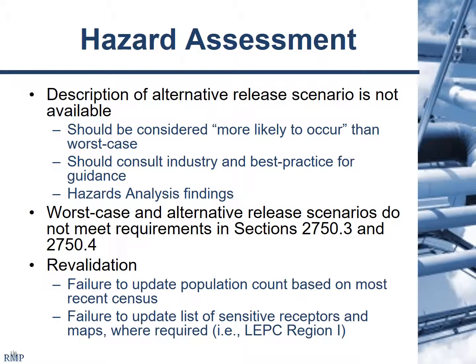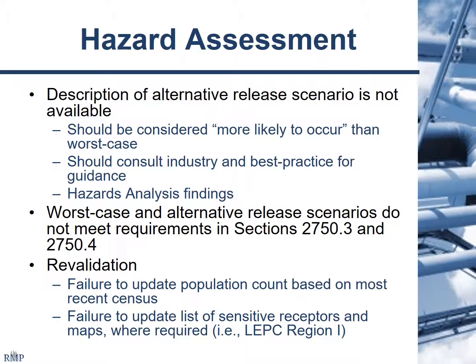For the hazard assessment, a common deficiency is not having a description of the alternative release scenario. It should be considered more likely to occur than the worst case, and it should consult best industry practice for guidance. So if there was perhaps an accident that had that release scenario, or maybe something came up in a PHA at another facility that you're aware of, those are all items to consider for the alternative case.